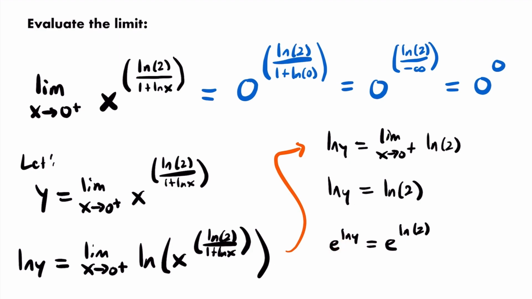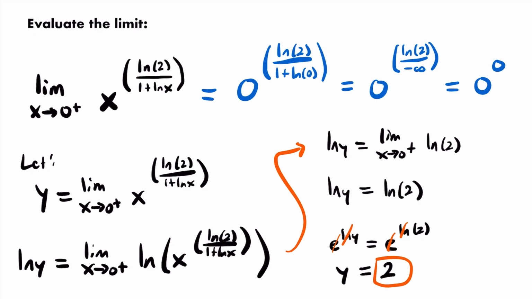And since e and the natural log are inverse functions, they cancel each other out and will just leave us with what is inside the natural log function. So we will just be left with y is equal to 2. And so that's our conclusion. 2 is the evaluation of this limit. The limit as x approaches 0 from the right of x to the power of the natural log of 2 divided by 1 plus the natural log of x is 2. That is our final answer.